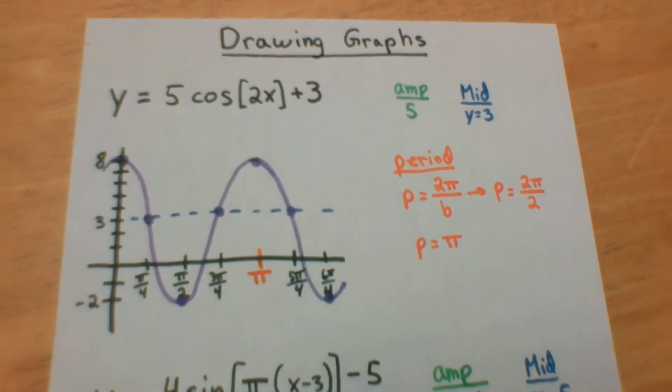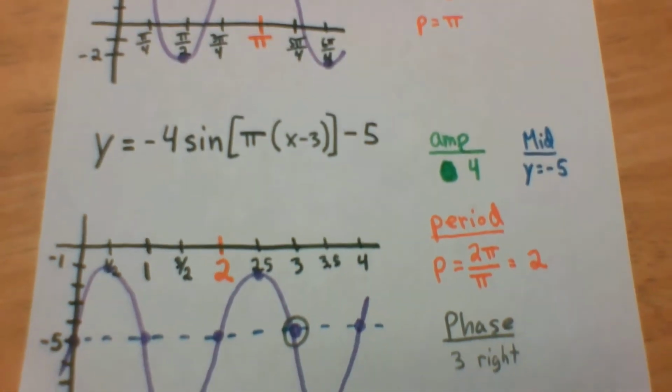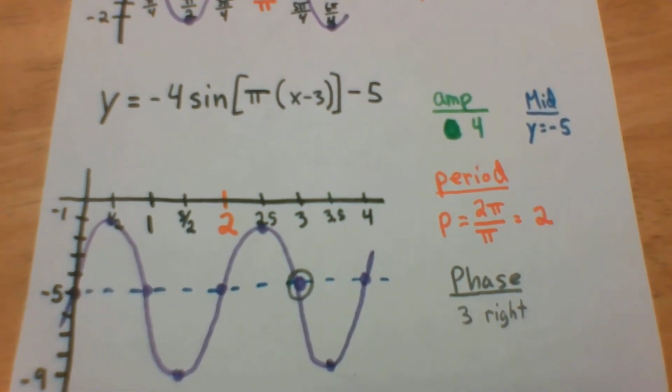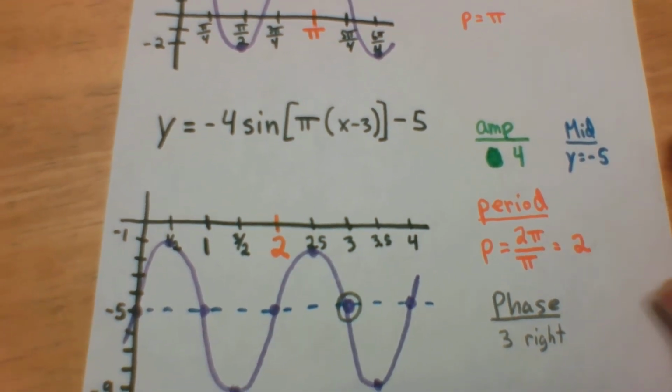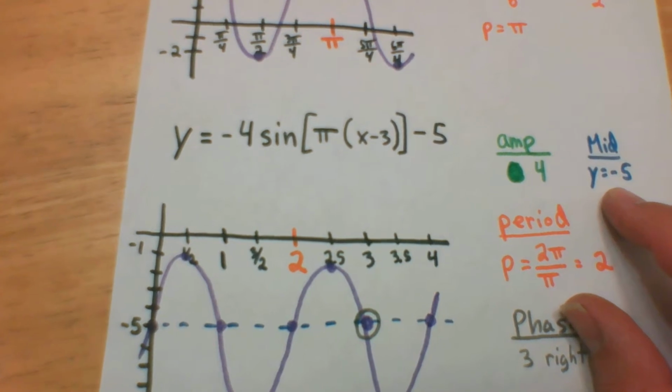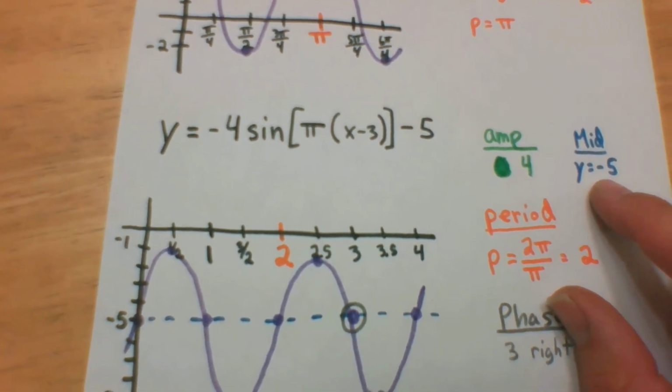All right, let's do one more. This time we're going to have a phase shift. All right, a little bit more tricky. But the beginning stays the same. You have to identify your amplitude. So this one will be 4. Identify your midline, the number at the end. Our midline is going to be -5.